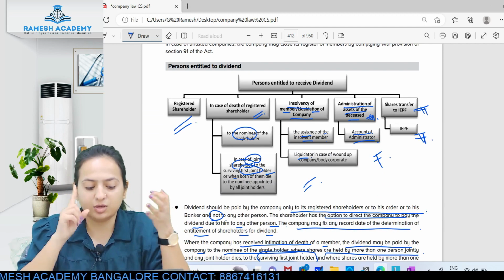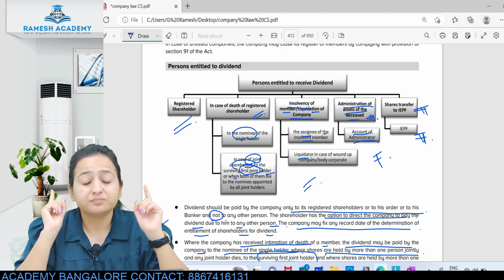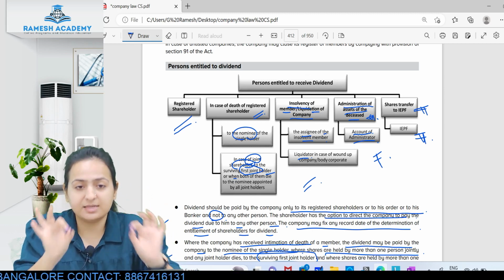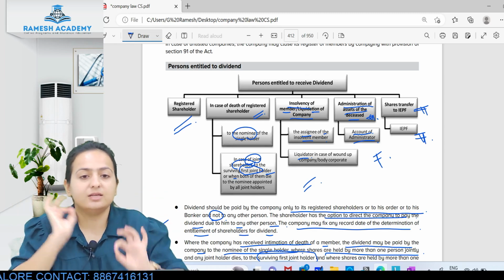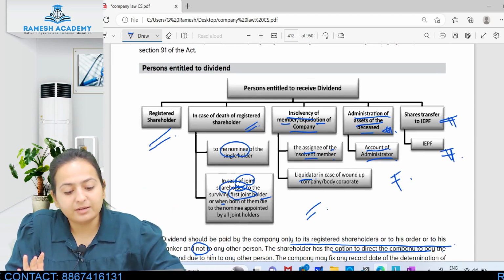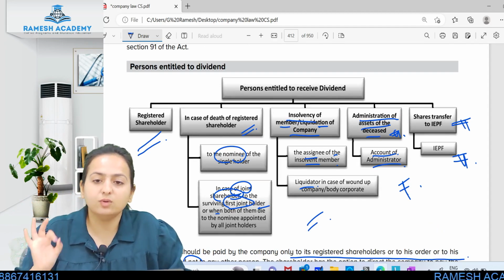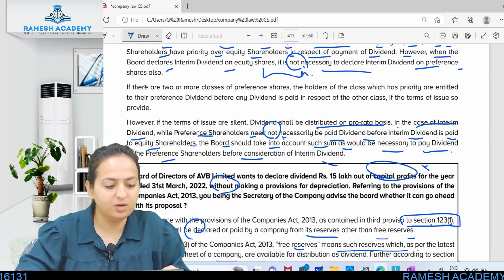death of registered shareholder, nominee, joint shareholder. Insolvency of the member and liquidation of the company: assignee or the liquidator in case of the winding up. Then administration of the assets of the deceased: administrator. Share transfer to IEPF, then IEPF is the holder.